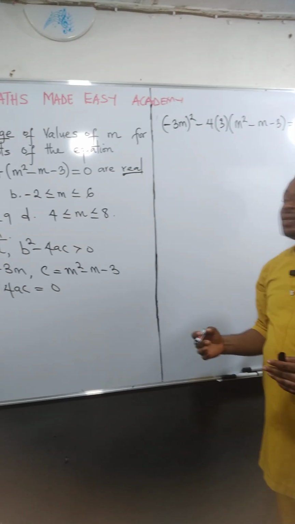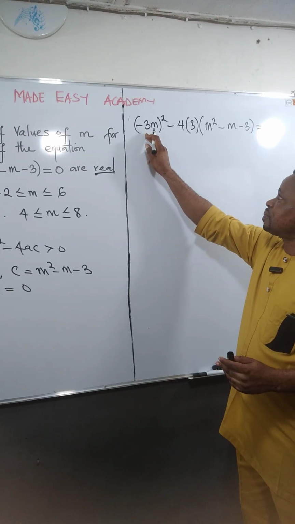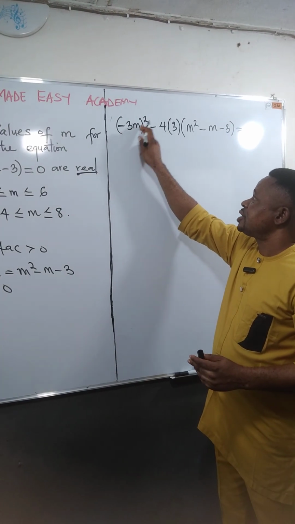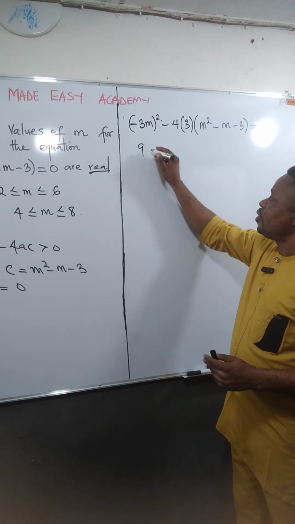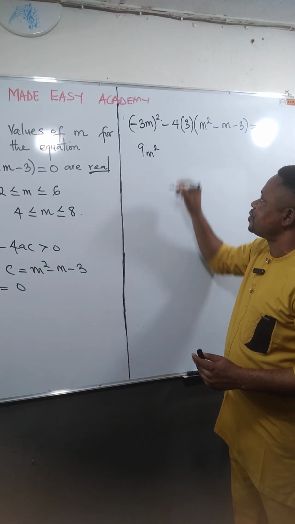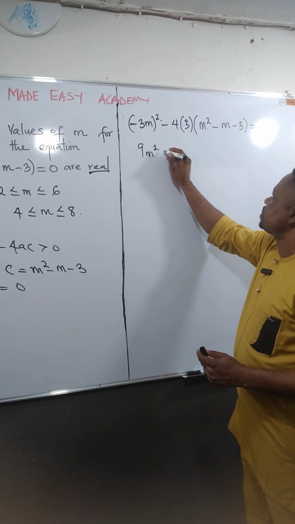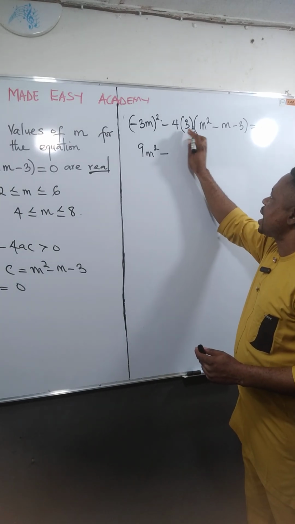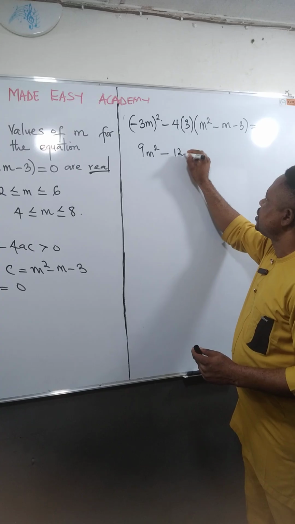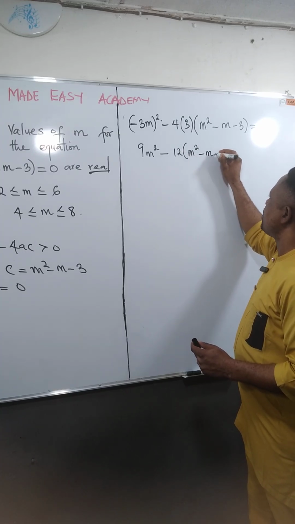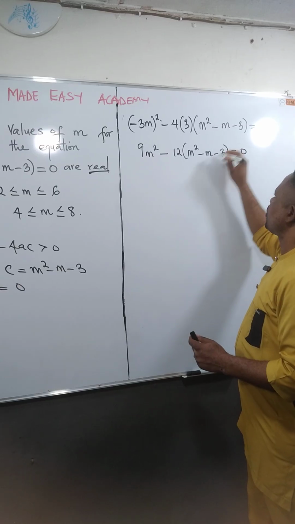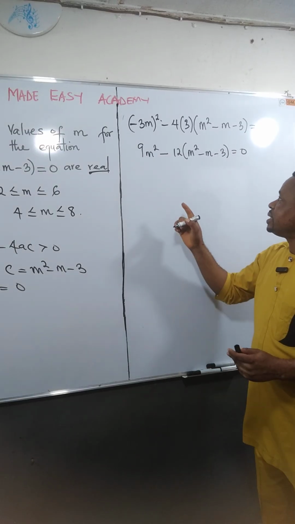Now if you observe this particular expression, minus 3n squared will give us 9n squared. The minus will disappear. Now we continue. This is minus 4 times 3, which will give us 12, then open bracket m squared minus n minus 3. Everything should be equal to 0. Now what is the next target?